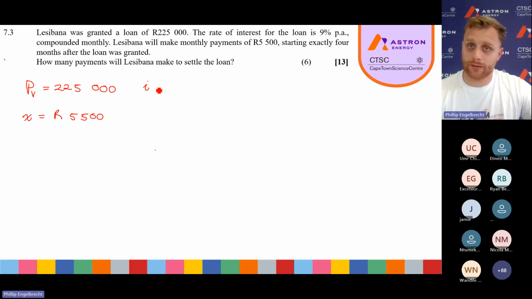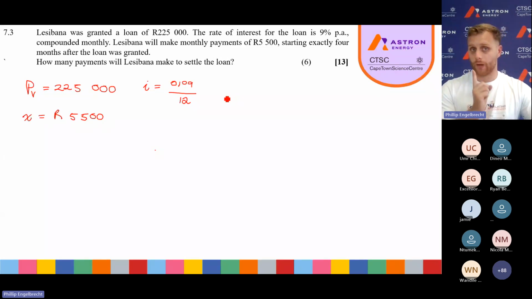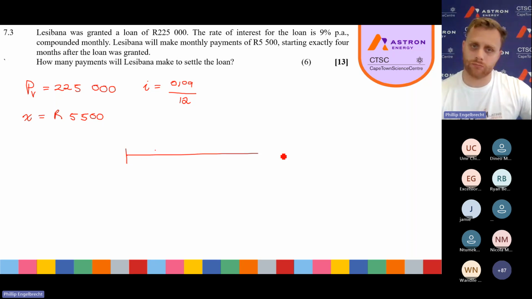The interest rate is equal to 0.09, right? Because that's how you write a percentage. And then you divide it by 12, since it is compounded monthly. Now, here's the thing. This child has missed 4 payments. So there's my little number line.